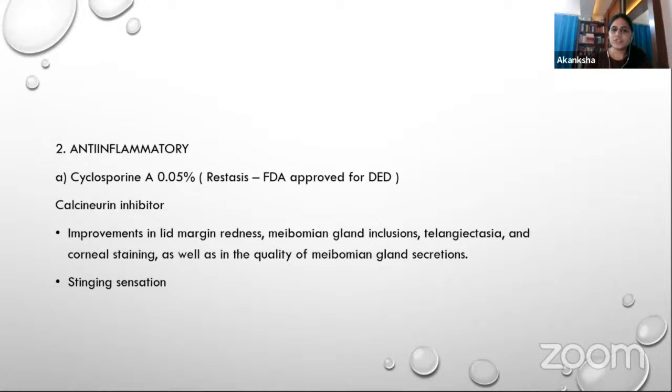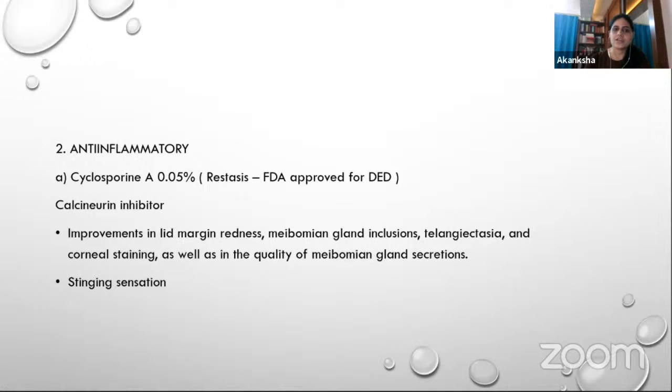Now, moving on after antibiotics, you need to also have anti-inflammatory drugs. The first FDA-approved drug for dry eye disease was cyclosporin A 0.05%. This is a calcineurin inhibitor. Calcineurin is the main product which leads to activation of T cells, and therefore the cascade of inflammation goes on from there. So if you can inhibit the calcineurin, the T cell activation stops, and therefore the inflammation also comes under control.